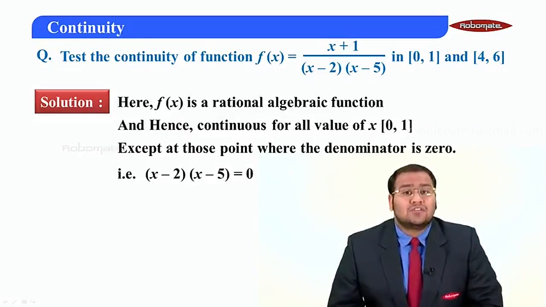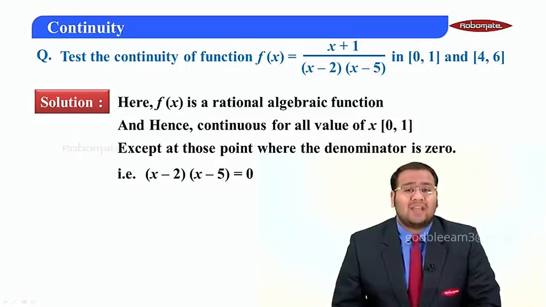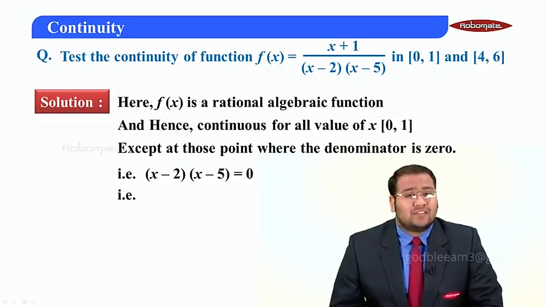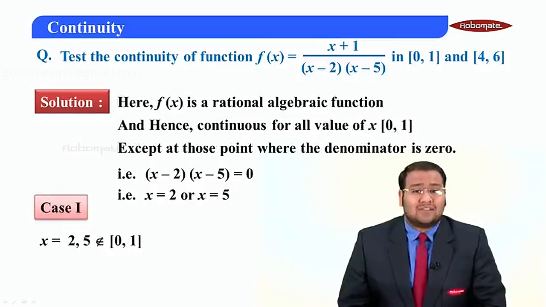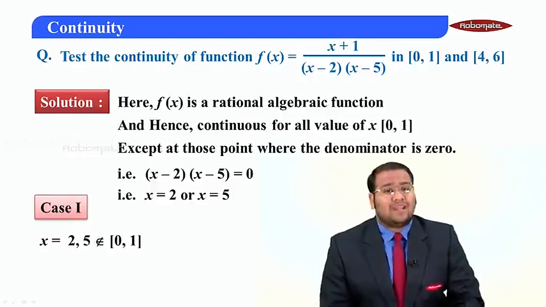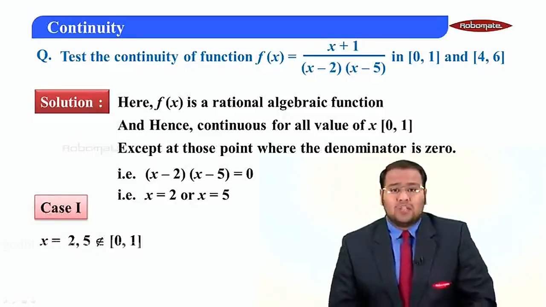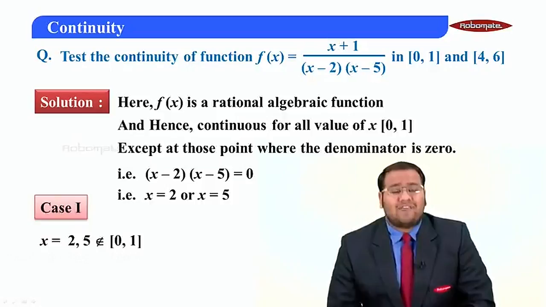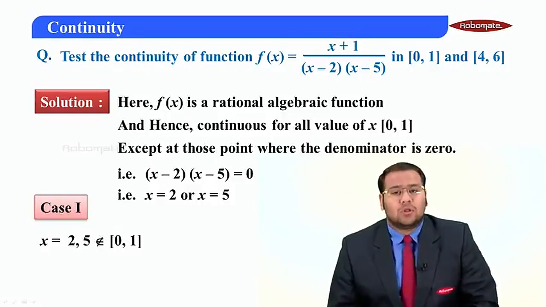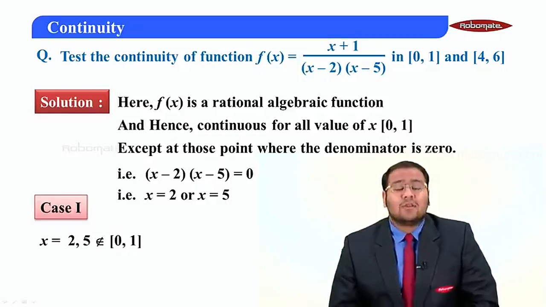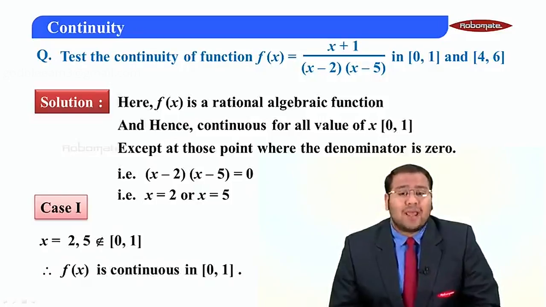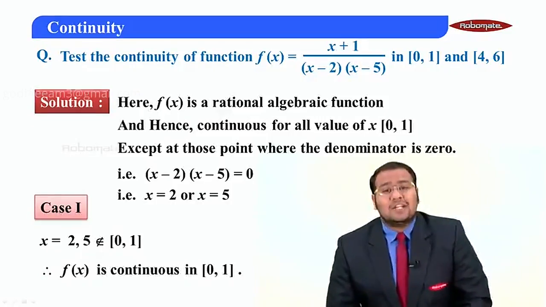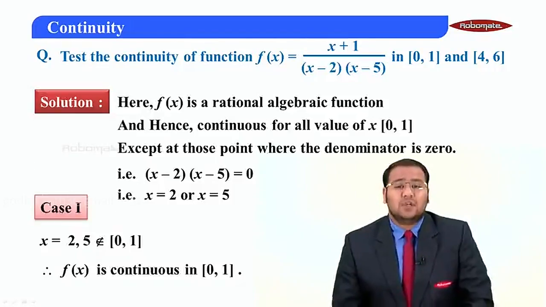Students, such statements are very important. So I can say x minus 2 into x minus 5 is equal to 0. That is, I get the values of x as x is equal to 2 or x is equal to 5. Now, for case 1 in the 0 to 1 range, these values of x, that is 2 and 5, are both out of range. So I can say x as 2 and 5 does not belong to 0, 1. Therefore, I can say f of x is continuous in that complete range of 0 to 1.